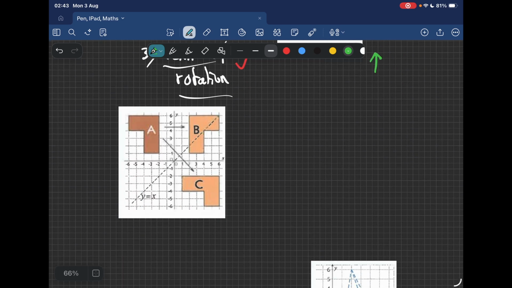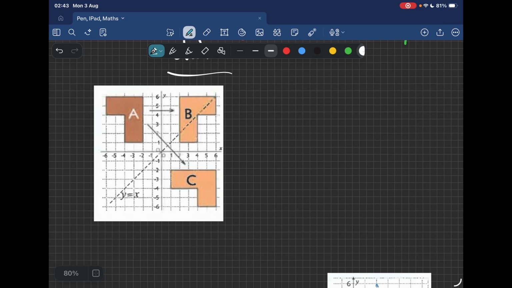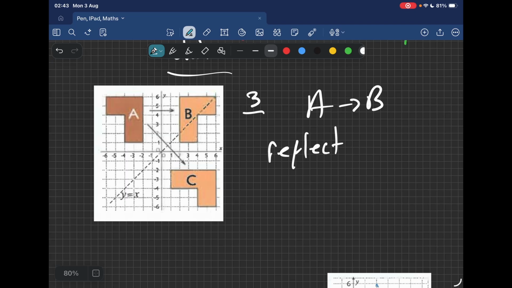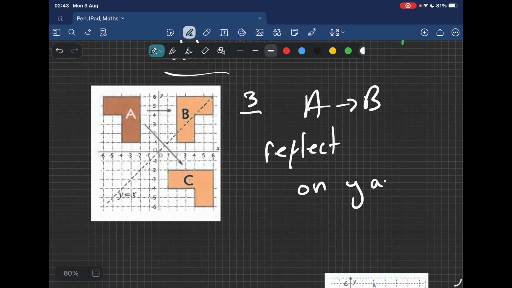Perfect. Next one, we've got reflections. How do we get from shape A to shape B? Well, we reflect on a line, and this line is our y-axis. Draw a mirror down the center. Every point on this line is 2 away, so 2 away, 2 away, 4 away, so 4 away, etc. So we've got this nice symmetry. How do we then go A to C?